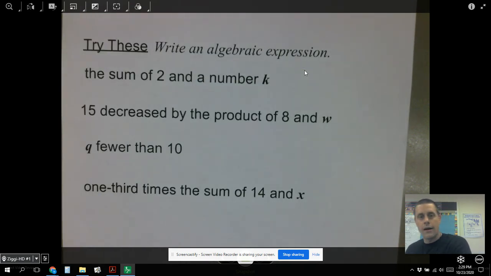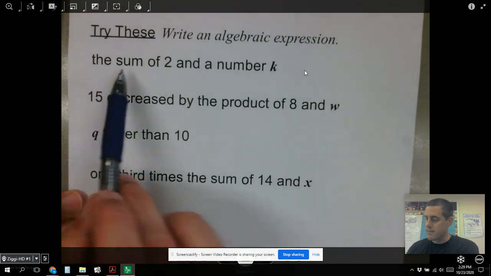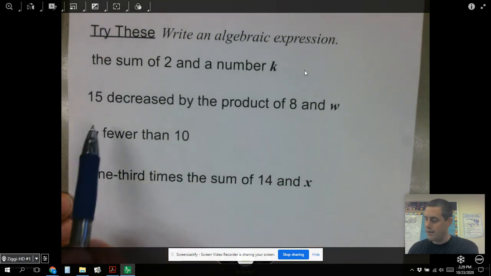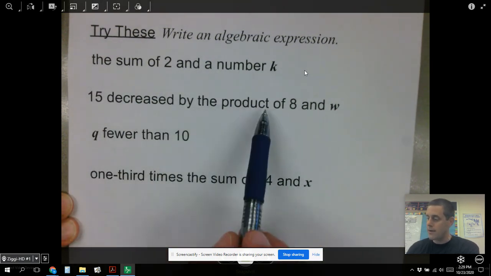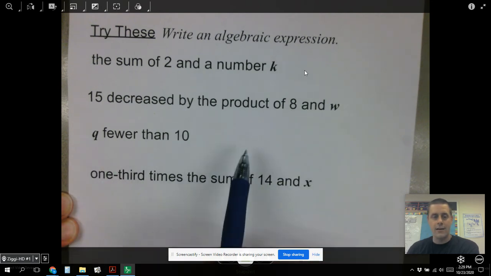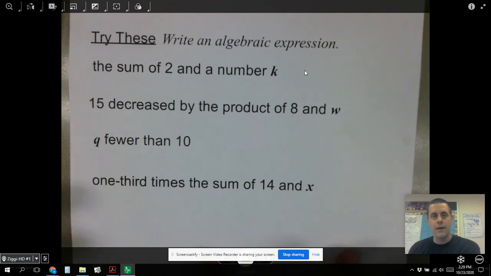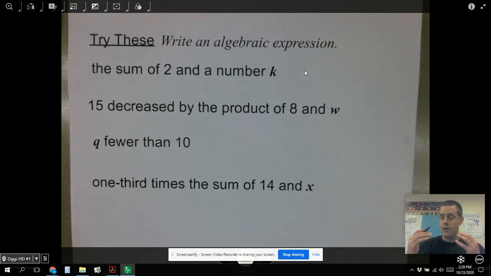All right, guys, on your screen I have 4 more verbal expressions for you. The sum of 2 and a number k. 15 decreased by the product of 8 and w. Q fewer than 10, and 1/3 times the sum of 14 and x. Please pause the video, translate these verbal expressions into algebraic expressions on your own, and then resume playing the video again to check to see how you did.